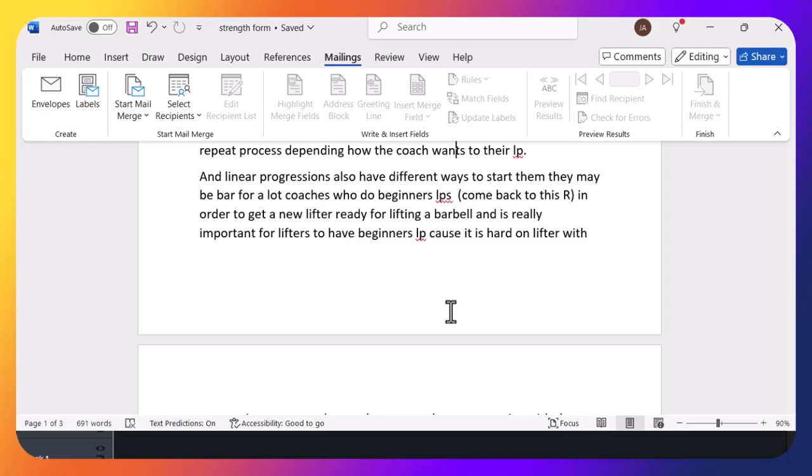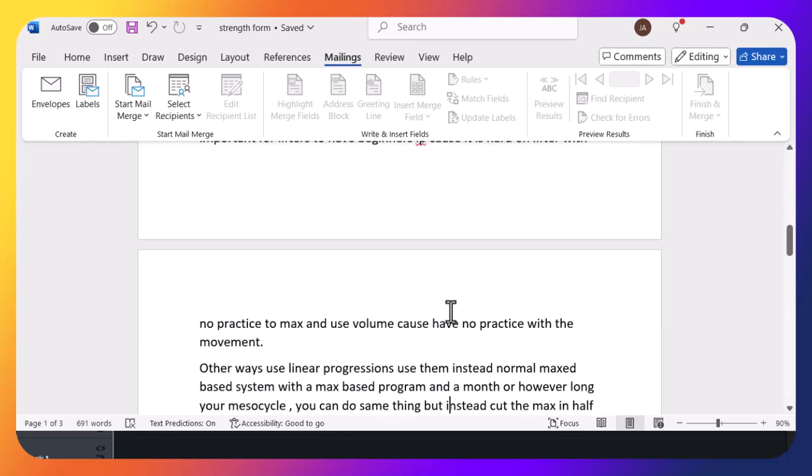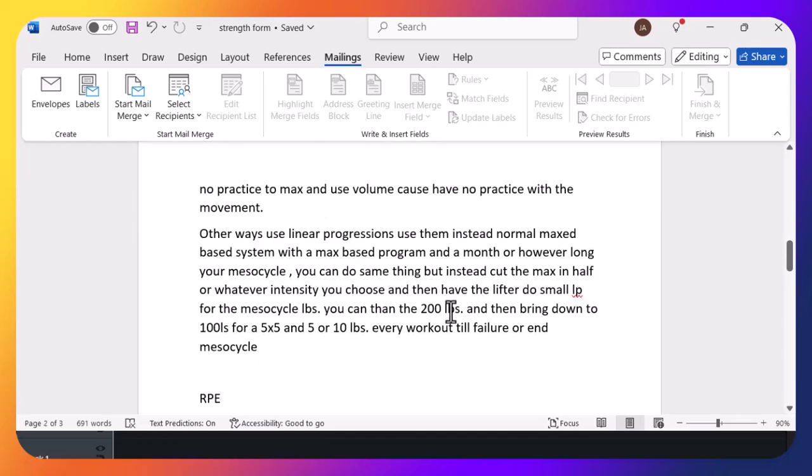And linear progressions also have different ways to start, and a lot of coaches do beginner LPs. In order to get a new lifter ready for lifting a barbell, it is really important for lifters to have a beginning LP, because it's hard on a lifter with no practice to max out and use volume, because they have no practice with the movement.